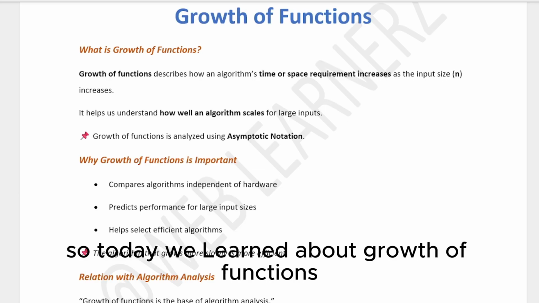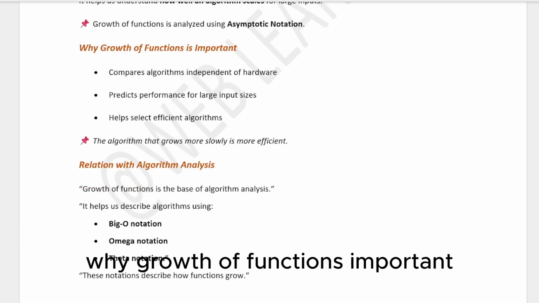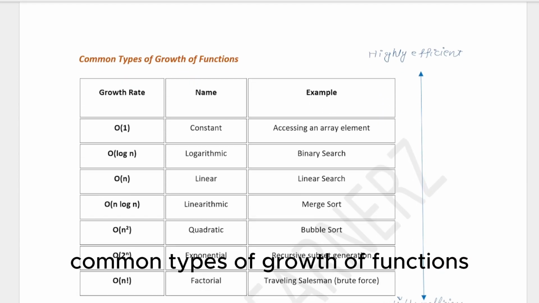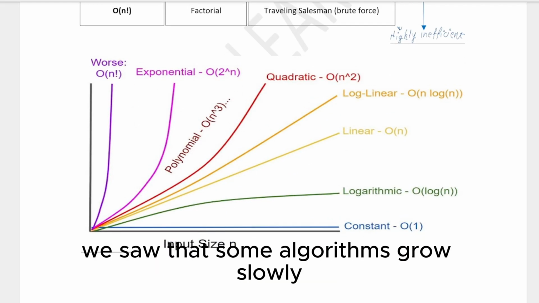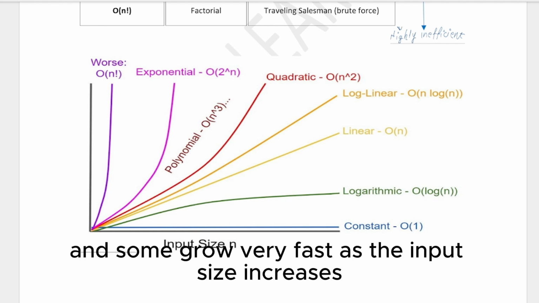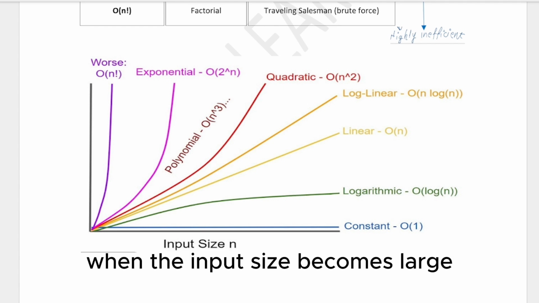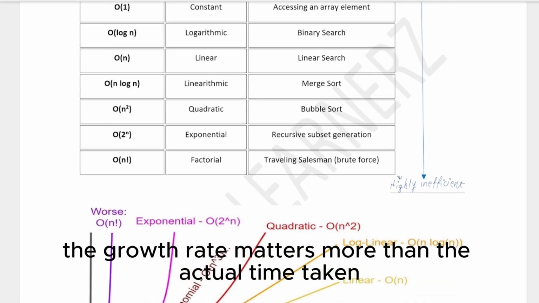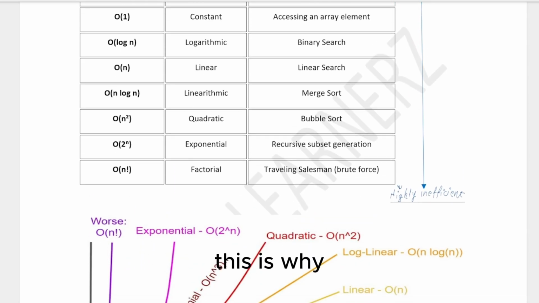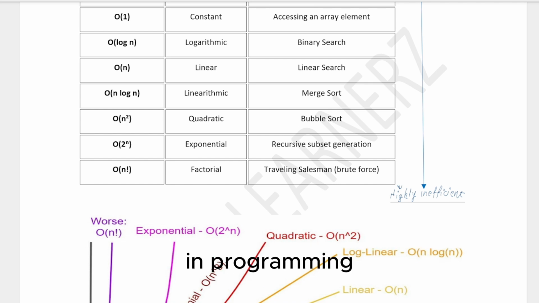So today we learned about growth of functions, why growth of functions is important, and common types of growth of functions. We saw that some algorithms grow slowly and some grow very fast as the input size increases. Always remember lower growth means better performance. When the input size becomes large, the growth rate matters more than the actual time taken. This is why choosing the right algorithm is very important in programming.